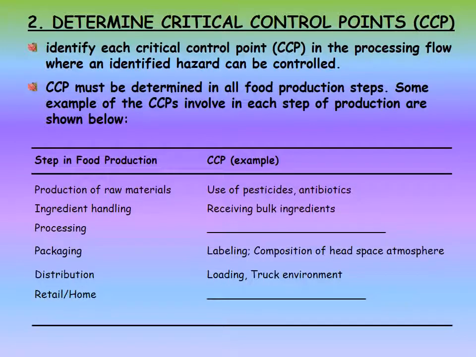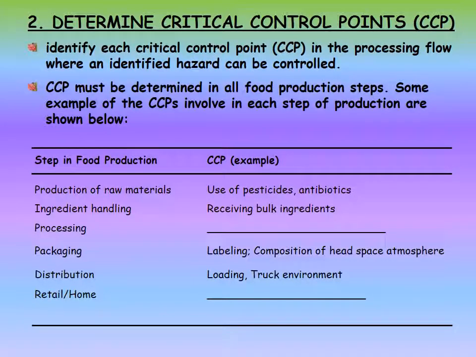Okay, second one, determine the critical control point, CCP. So identify each CCP in the processing flow where an identified hazard can be controlled. So CCPs must be determined in all food production steps. Okay, so class, you can see from here some examples of CCP. For example, you can see from here the steps in food production.